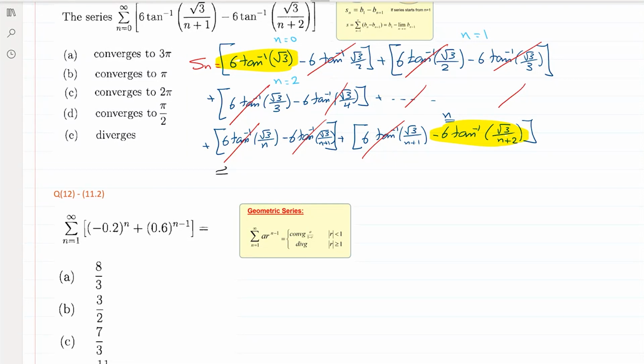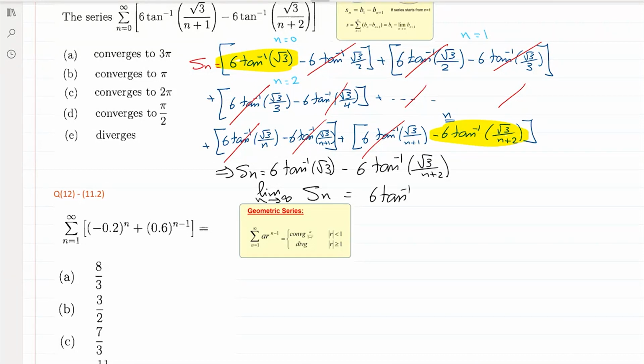So Sn will be just the first term, 6 tan inverse of root 3, minus 6 tan inverse of root 3 over n plus 2. What is the limit as n goes to infinity of the partial sum Sn? This one goes to 0 and tan inverse of 0 is 0, right? So it will be just 6 tan inverse of root 3 minus 0, which is 6 tan inverse of root 3. Tan inverse of root 3 is pi over 3. 6 times pi over 3 is equal to pi.